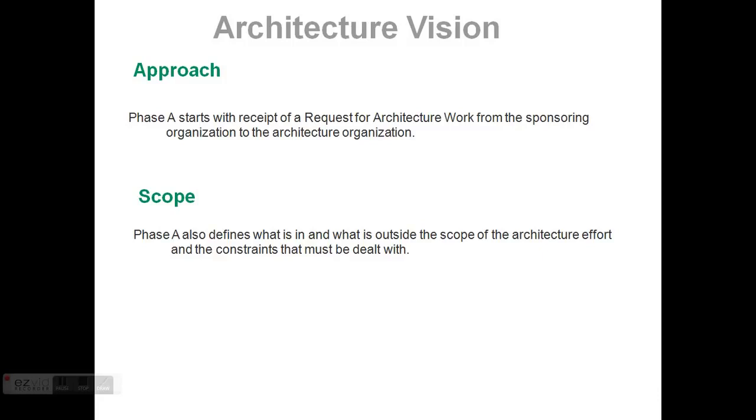In terms of approach, at phase A, we start with the receipt of the request for architectural work, in some form of document from the sponsors within the organization, and also we define the scope of this vision. Basically, we're defining what is in and what is outside of the scope of this architectural effort, and the constraints that must be dealt with through this scope.